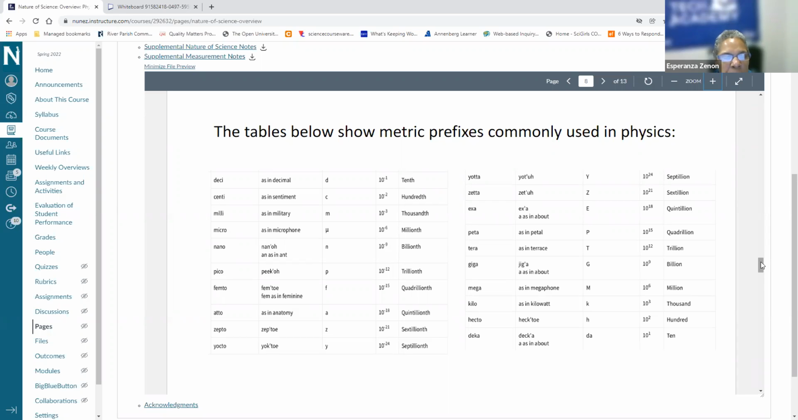Do I need you to memorize these prefixes and their names, their abbreviations, and their powers of 10? No. What I need for you to do is commit right now that when you are solving problems or answering questions in this class, you will use this table if you need it.